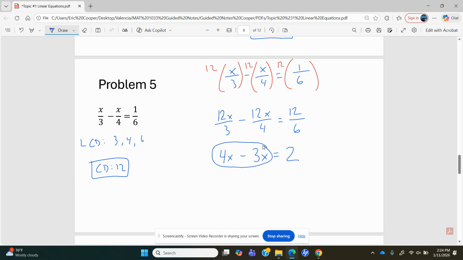These 2 parts here are on the same side, so we're going to combine them because they're like terms. 4x minus 3x gives me 1x. So I have 1x equals 2. And my goal is to get x by itself, so I will divide by 1. In this case, we get x equals 2. So again, our job here is, whenever we work with fractions, to try to find the common denominator so that way we can get rid of the fractions very quickly.